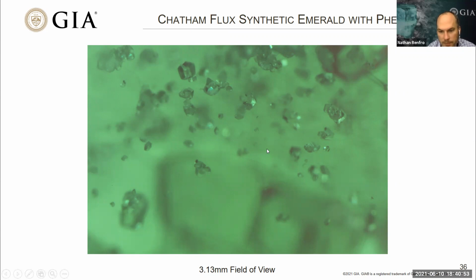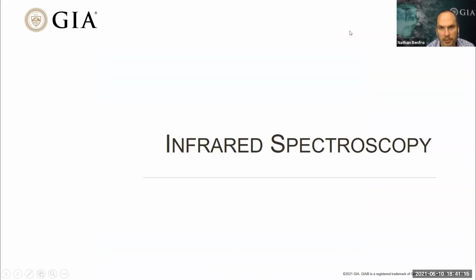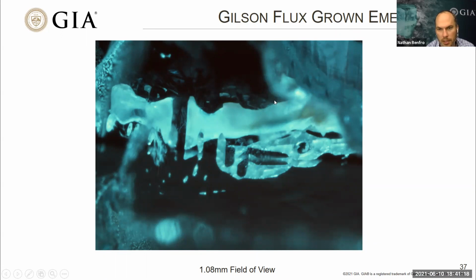And again, if these inclusions weren't present, then we could rely on other testing like infrared spectroscopy to make that determination. Here's another example of flux residue within a synthetic emerald. So this particular one is a Gilson product, and so you have this whitish flux residue. And if you look here, you have this contraction bubble here. And so there's no complex fluid inclusion going on here. There's no daughter crystals. You only have the whitish flux residue and a contraction bubble.